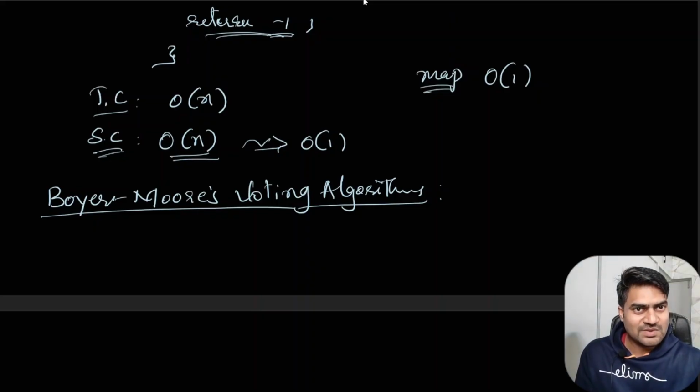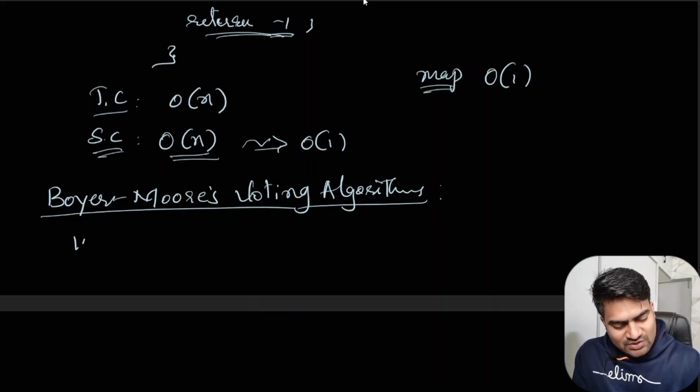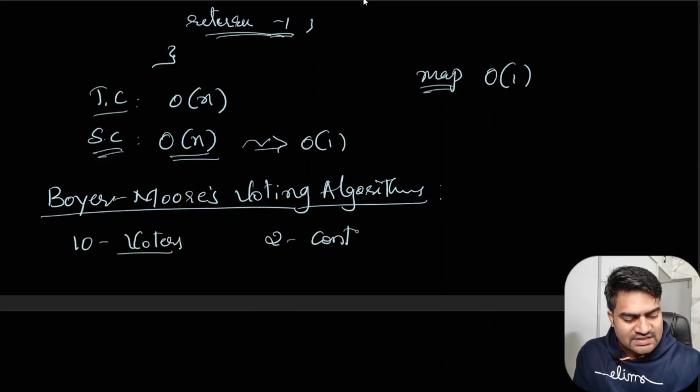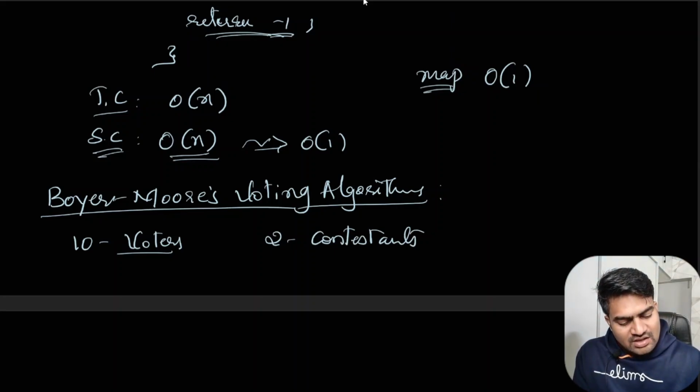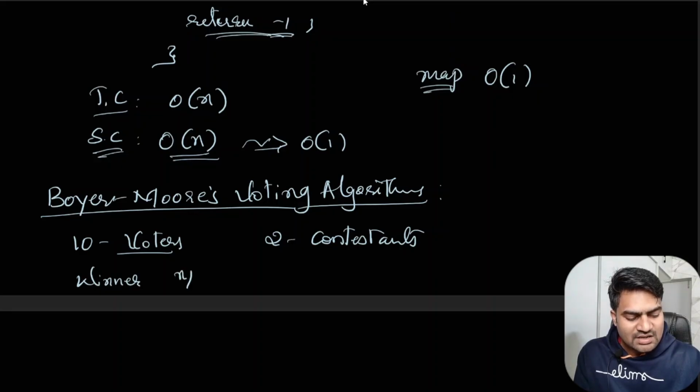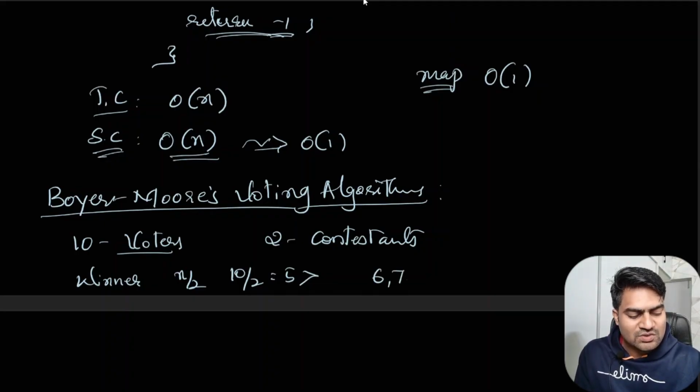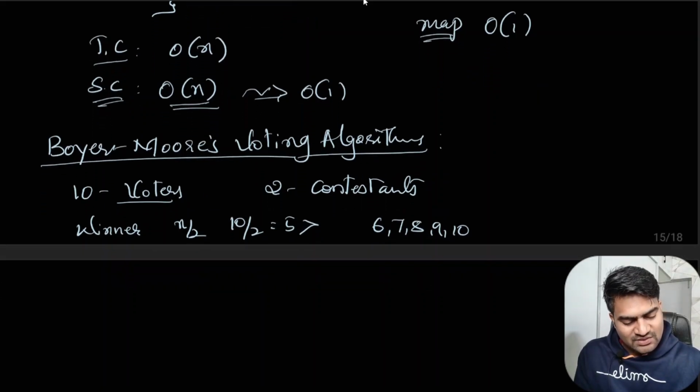So let us assume there are 10 voters. Okay, there are 10 voters and there are two contestants. So the condition is a contestant is a winner if he is having more than n by 2 votes. It means 10 by 2, he should have more than 5 votes, which means he can have 6 votes or 7 votes or 8 votes, 9 votes, or all the 10 votes. So he will be considered the winner.